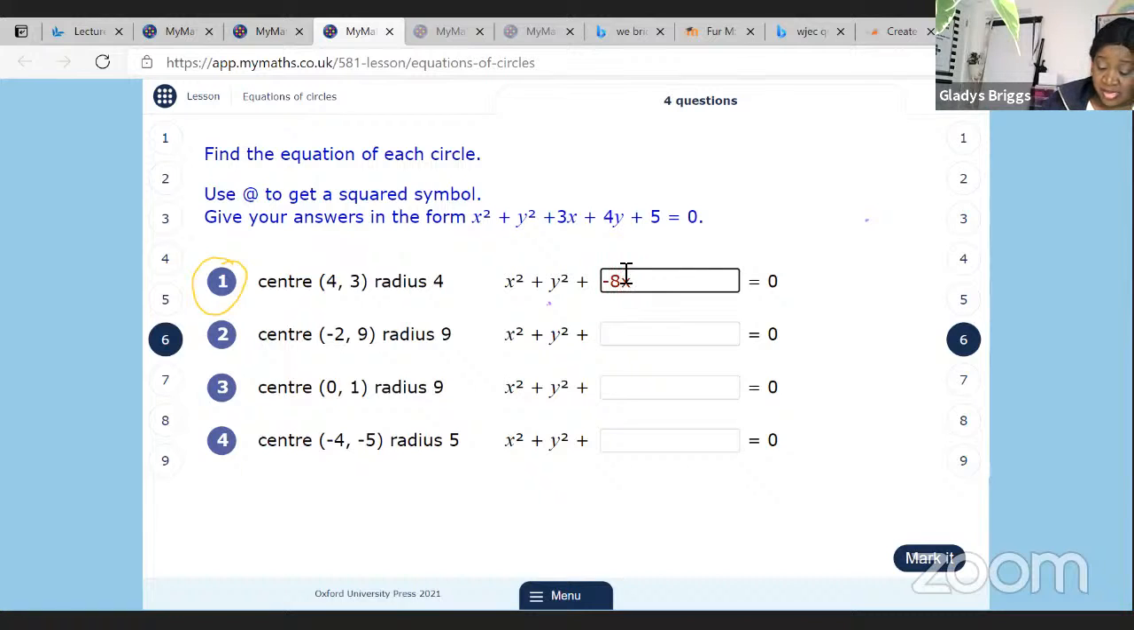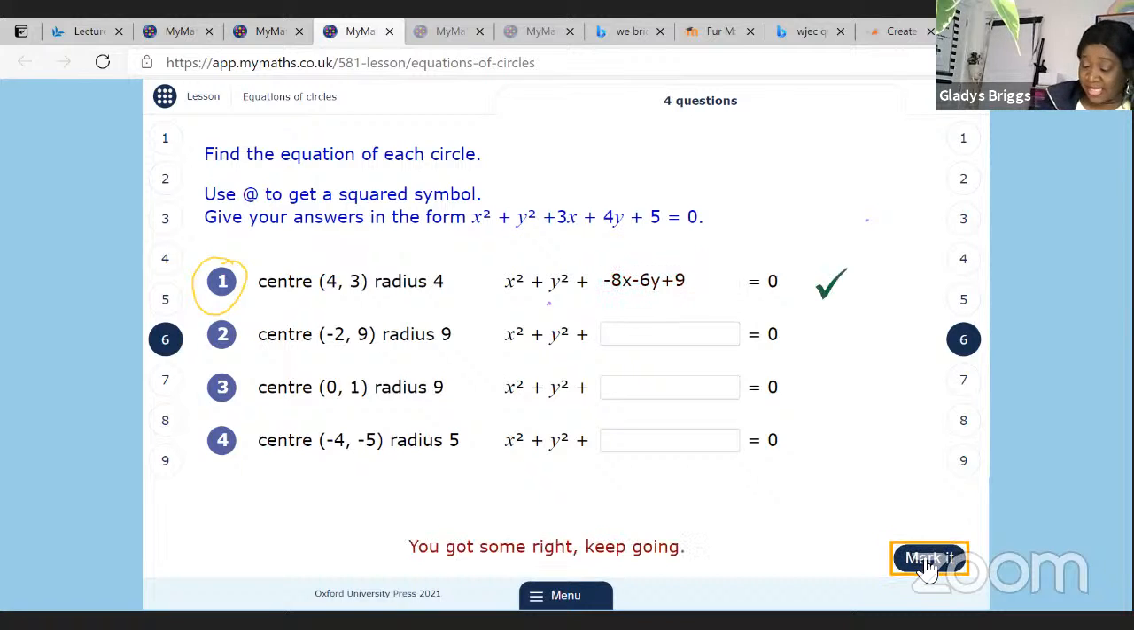Minus 8x minus 6y plus 9. Let me check. Okay, let me explain it to you guys. Let me do it on my whiteboard so that you can follow step by step, because when I'm doing it on my math, sometimes the board is a little bit overcrowded, so you guys might find it confusing.